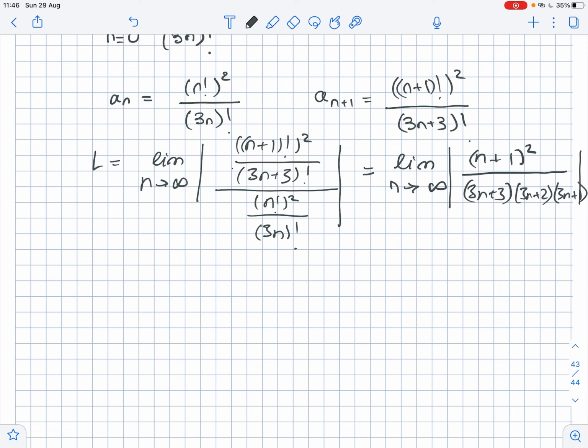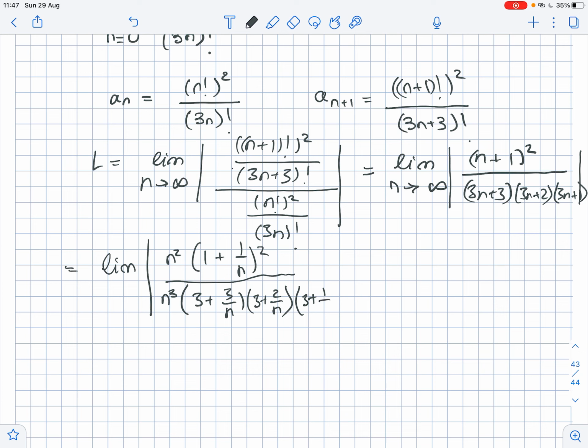Then we take n squared as a common factor from the numerator and n cubed common from the denominator, and we get that this equals the limit of the absolute value of n squared times (1 plus 1 over n) squared, divided by n cubed times (3 plus 3 over n) multiplied by (3 plus 2 over n) and multiplied by (3 plus 1 over n), and n approaches infinity.